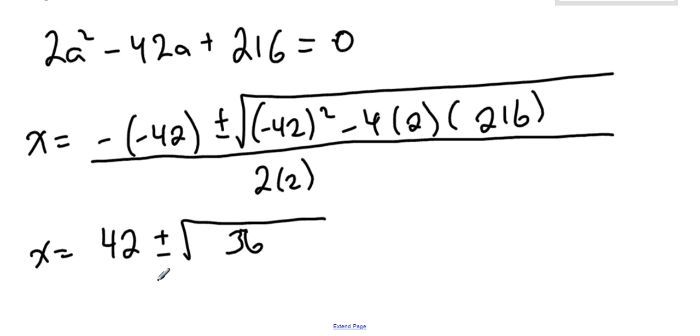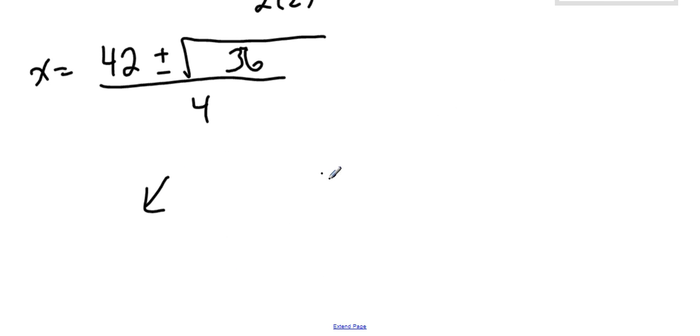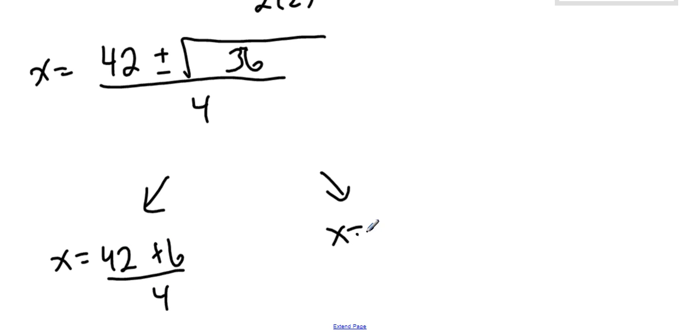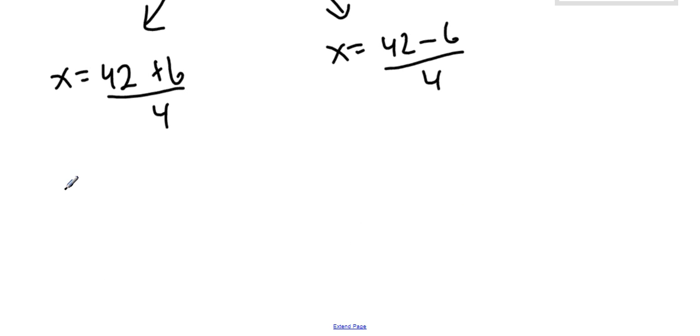That's nice. That means I could have factored it, but whatever. And so now we'll split into two possible answers. One where x equals 42 plus 6 divided by 4, and one where x is 42 minus 6 divided by 4. So here I get x equals 48 divided by 4, and here I get x equals 36 divided by 4. I get two possible answers for x. So let's see. Now neither of them are negative, so I can't instantly say inadmissible.